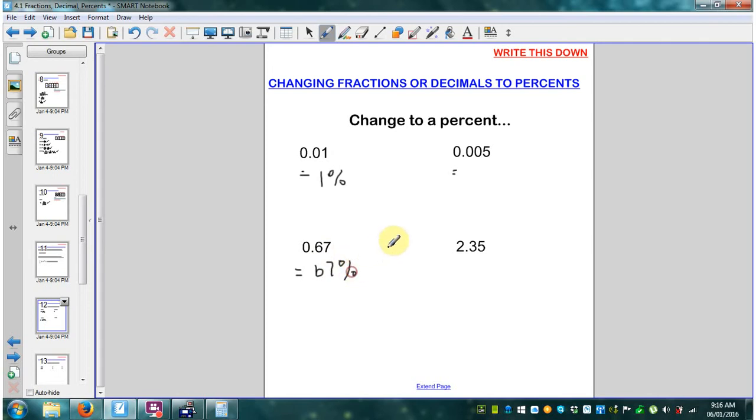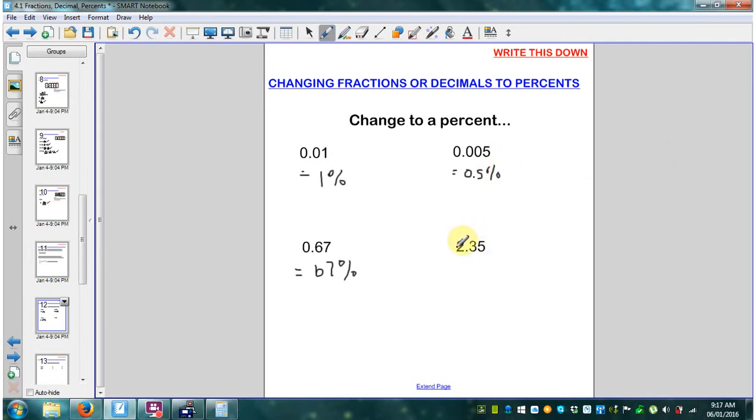Alright, now the two on this side are a little bit trickier. We follow the same steps though. Move our decimal 2 places to the right. 1, 2. So our new decimal is here. So that's actually 0.5. Okay, and then we add our percent sign, so it's 0.5%.